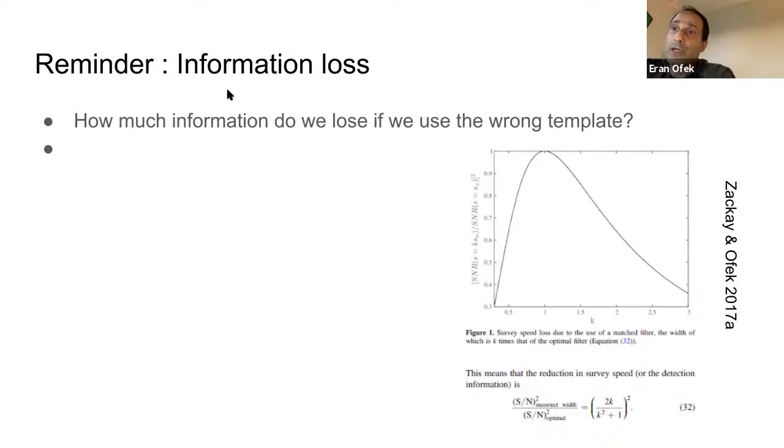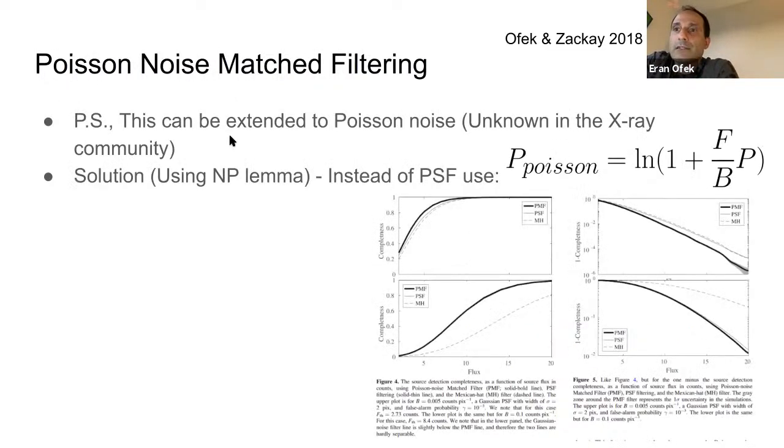A nice feature is that if we use the wrong PSF, we lose information quadratically. In other words, for example, if we have an error of 10% in the width of the PSF, it means that we lose only 5% in information content. This allows us to construct template banks very efficiently, in such a way that we won't lose more than X% of information, for example. Next slide, please.